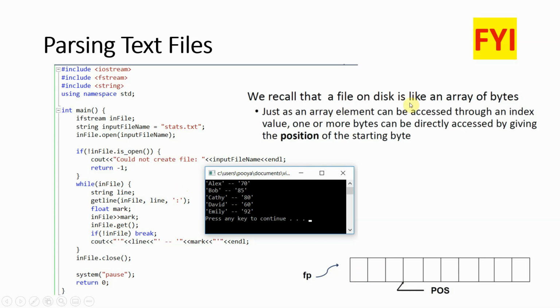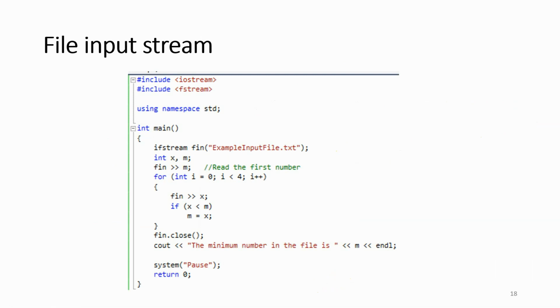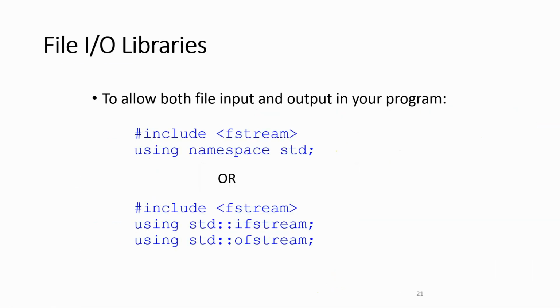Recall that a file on disk is like an array of bytes. Just as an array element can be accessed through an index value, one or more bytes can be directly accessed by giving the position of the starting byte. We're not going to focus on this part, but basically we can specify how many bytes we want to read as well. That's possible, but we're not going to go there.